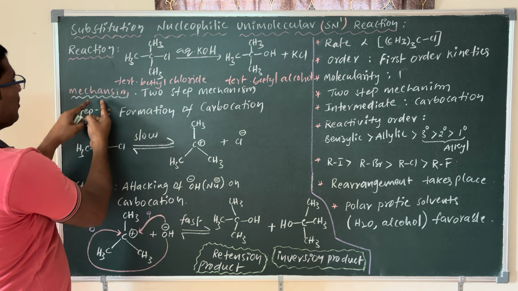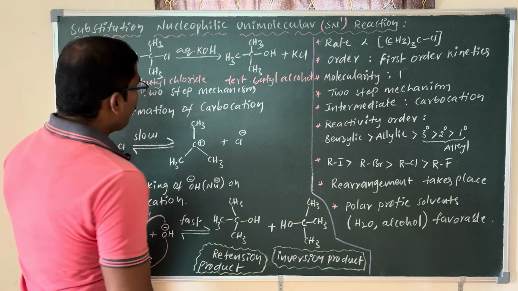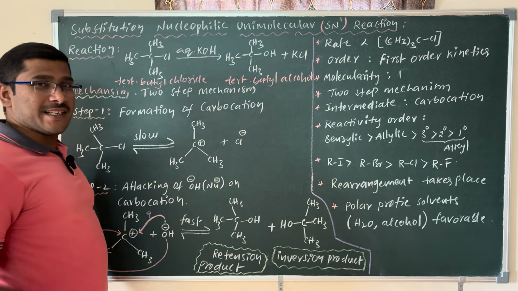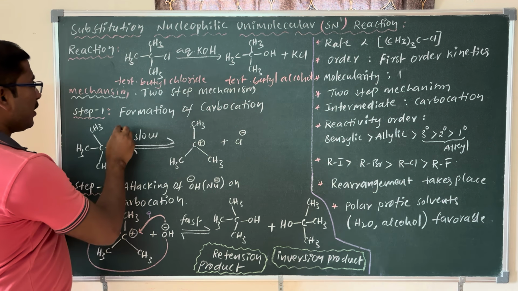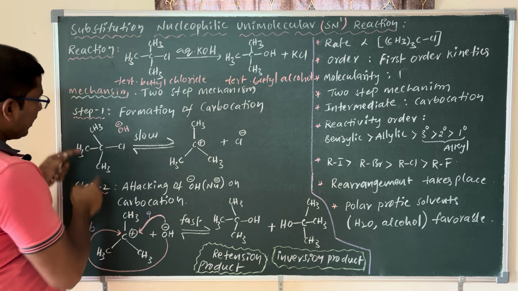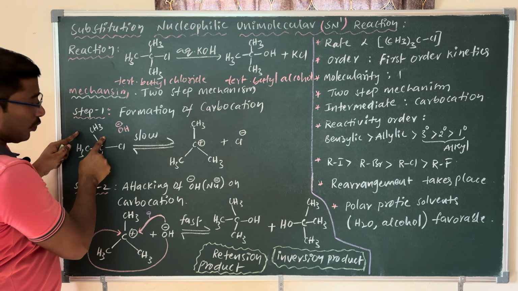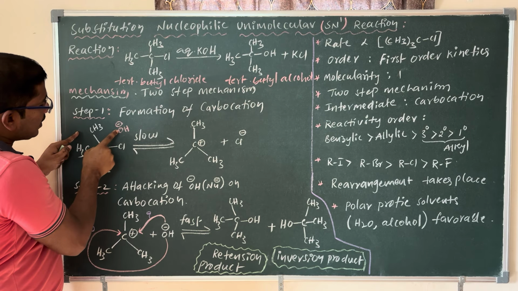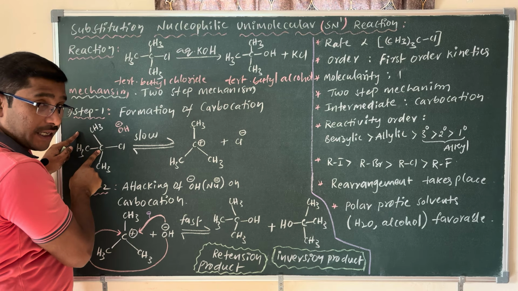See how the mechanism goes on. Actually the mechanism is a two-step mechanism. Why does it go on in 2 steps? First, you have to take a nucleophile. For example, I am taking the nucleophile as OH minus. In the tertiary butyl chloride, the reactant, if the nucleophile is there, there is no chance for it to attack the central carbon atom.